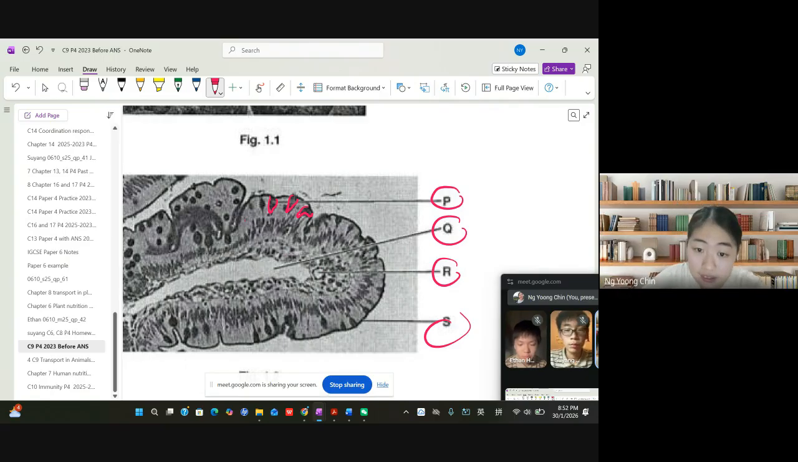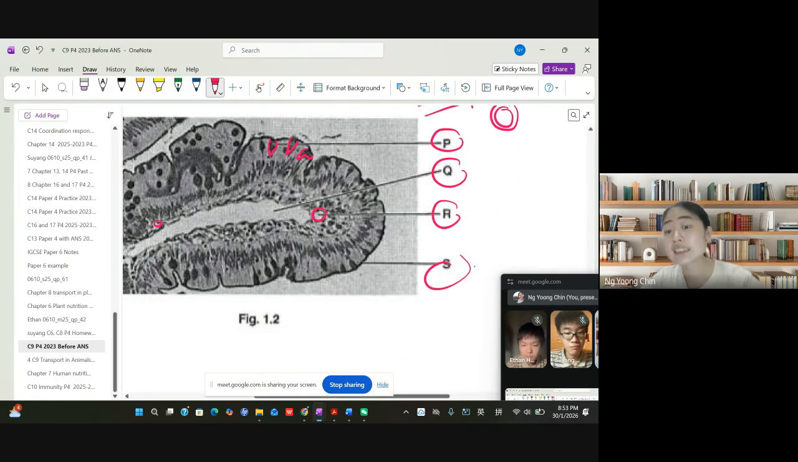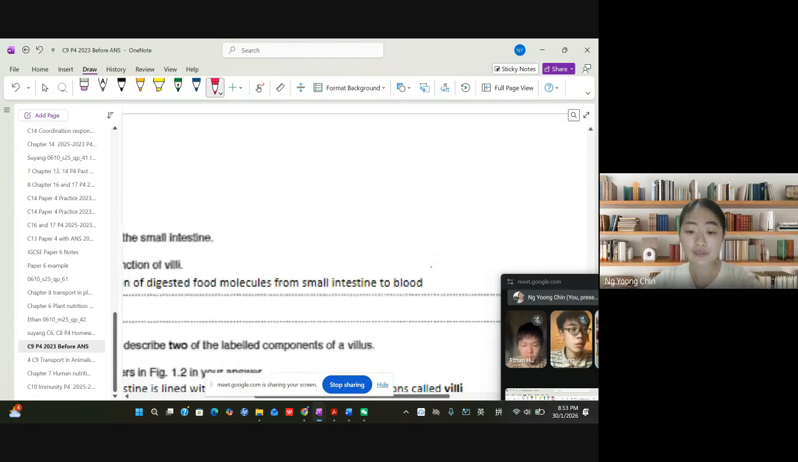R is a circular structure like this, right? So whenever you see circular structures like this, what is it? It's a blood capillary, because a blood capillary is a tubular structure. When you cut through the middle part and look at the cross section, you can see a round circle like this. So R is a capillary. How about S? S is the intestinal epithelial cell, which is lined by the microvilli. Okay, know the structure.